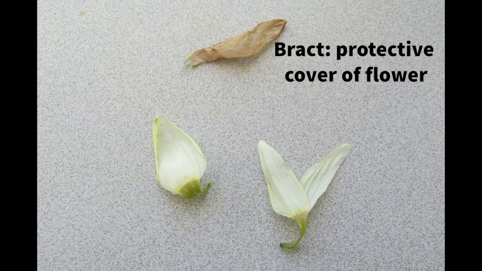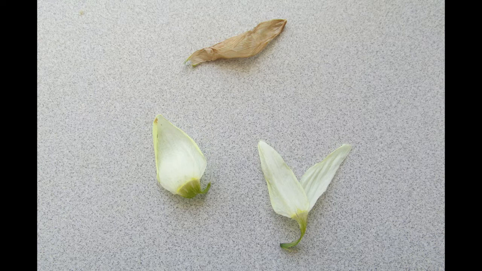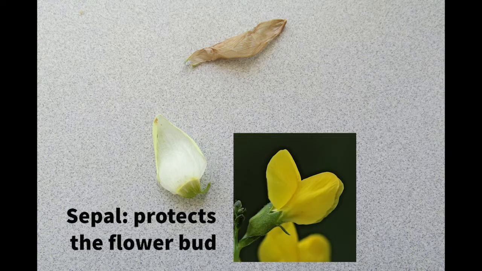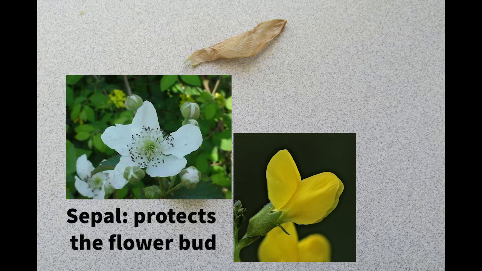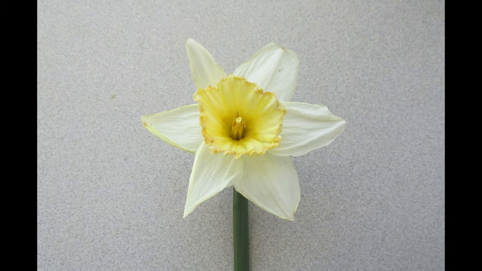The next two parts can sometimes be confused with each other, and it is hard to tell the difference here on the daffodil, so I'll show you some different examples. A sepal is usually green, but sometimes it can be colorful like the petals. It is a leaf-like structure that protects the flower bud.